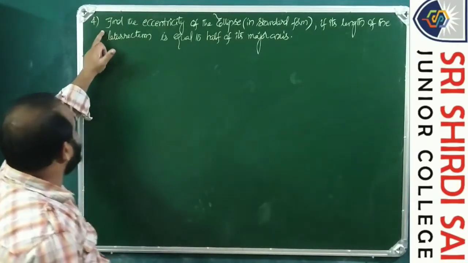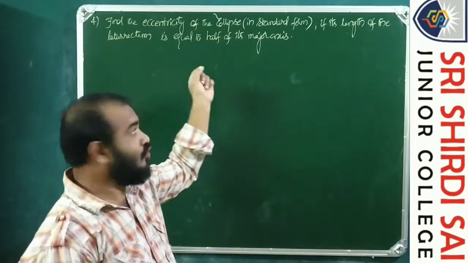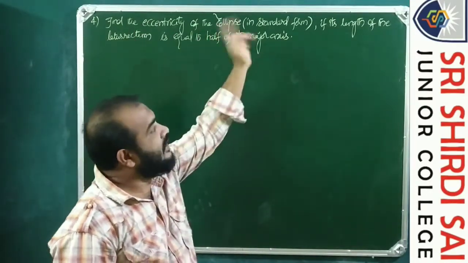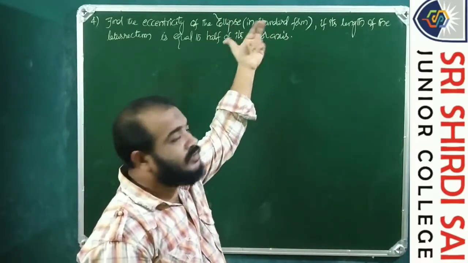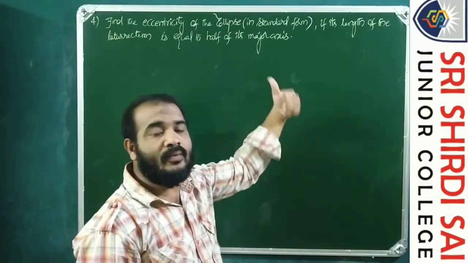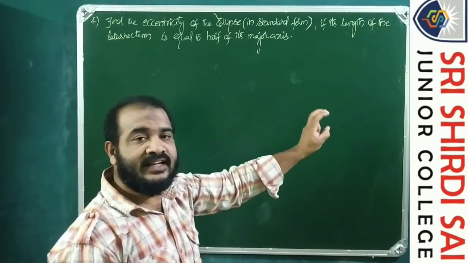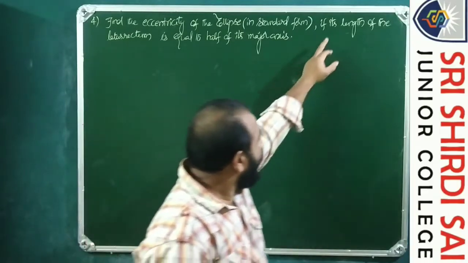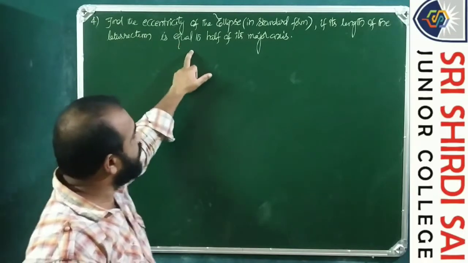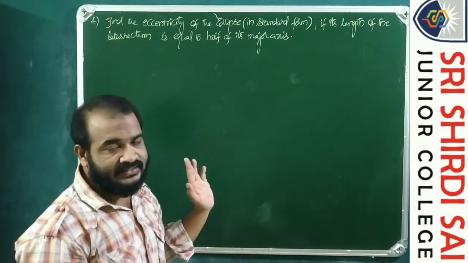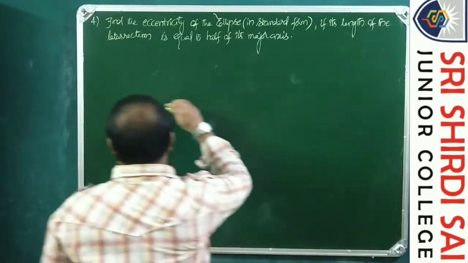The fourth question, find the eccentricity, small e we need to find, of the ellipse in its standard form. What is the equation of the ellipse in its standard form? X square by A square plus y square by B square equals to 1, whose center is at the origin. If its length of the latus rectum is equals to half of its major axis, unless and until it is mentioned, let us take A greater than B only.